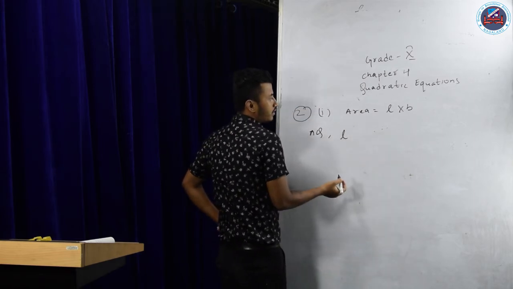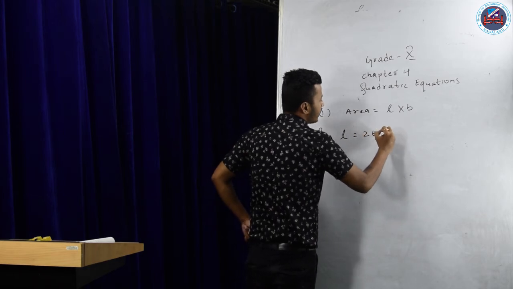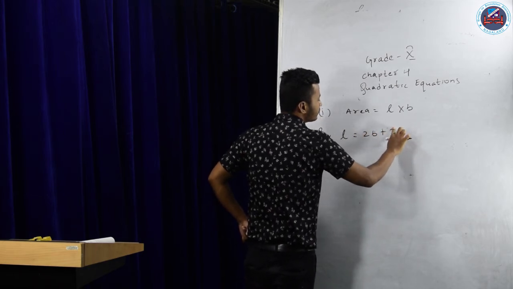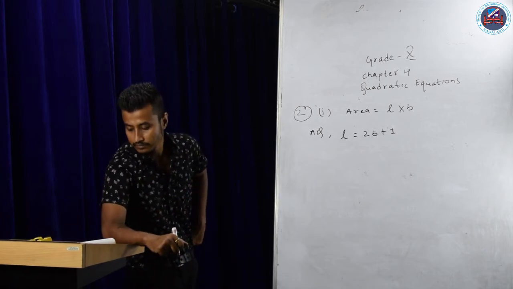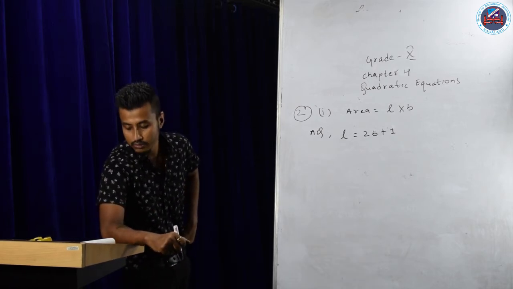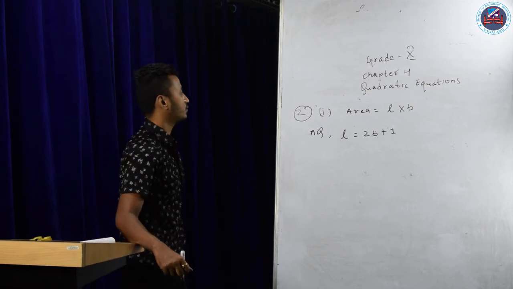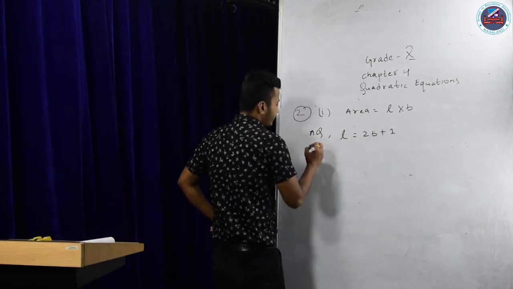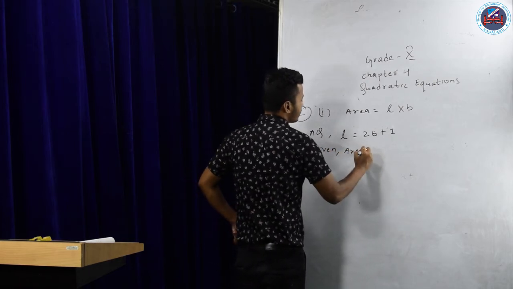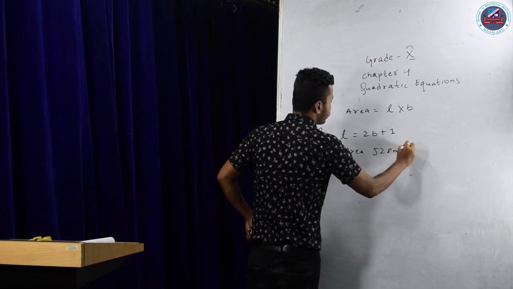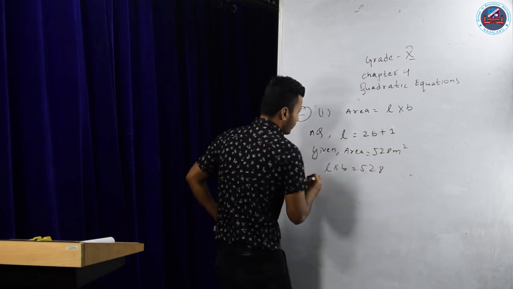What does it mean? L equals 2b plus 1. The length of the plot is 1 more than twice the breadth. We need to find the length and breadth of the plot. So what will I do? According to the question, the area is 528 meters square. That is, length into breadth equals 528 meters square.